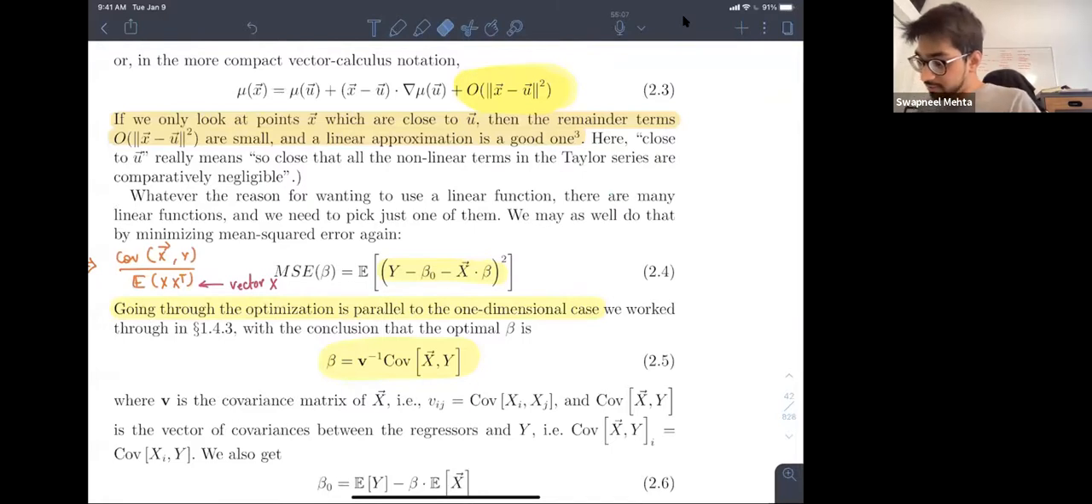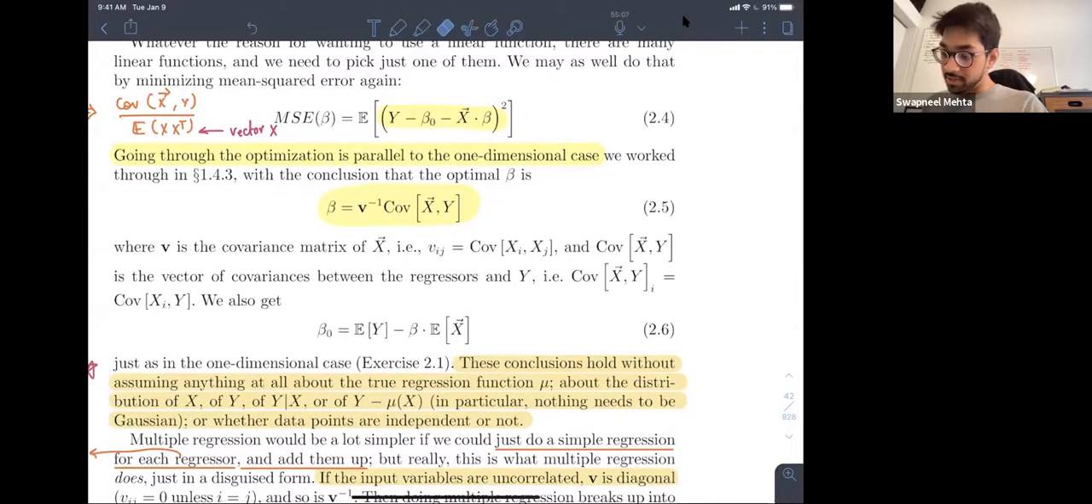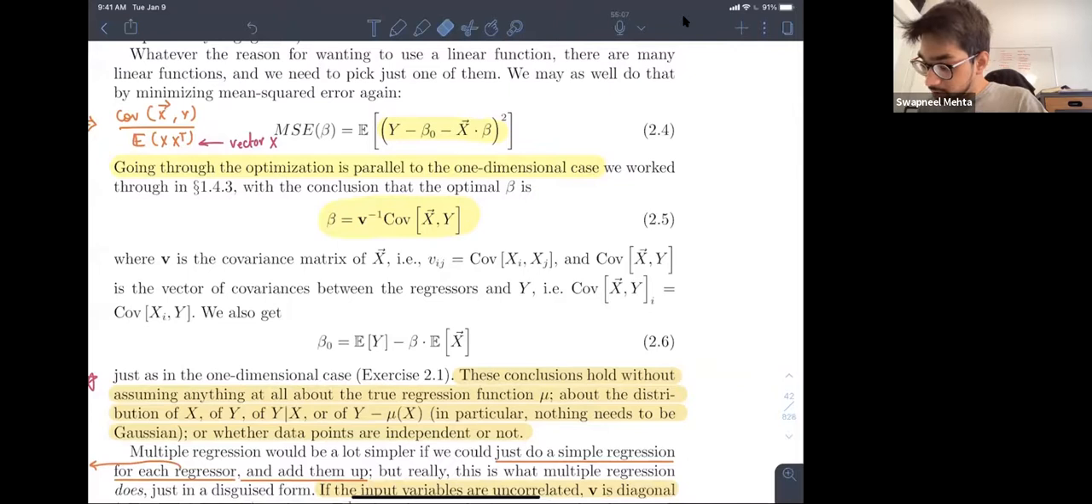Whatever reason we want to use a linear function for, there are many linear functions. We can just pick one of them. We may as well do that by minimizing the mean squared error again. We arrive at the two values that we found, beta 1 and beta naught. Now we write sigma as the covariance matrix of X. Because X is a vector now, we can't just write the variance of X. The covariance matrix is also XX transpose, which tends to this sigma as long as you have a large number of samples. But we'll get to that later, by the end of the page actually.